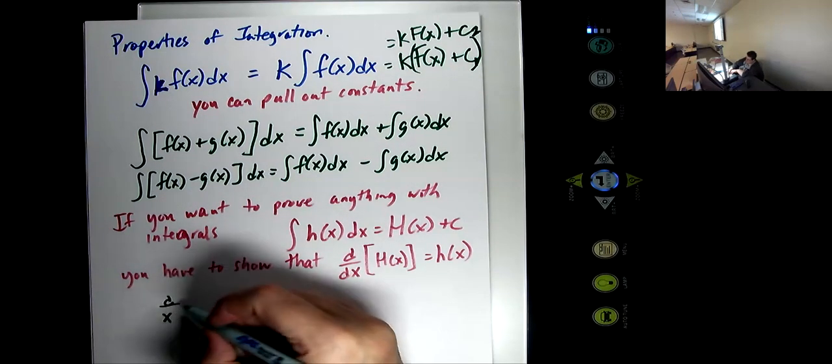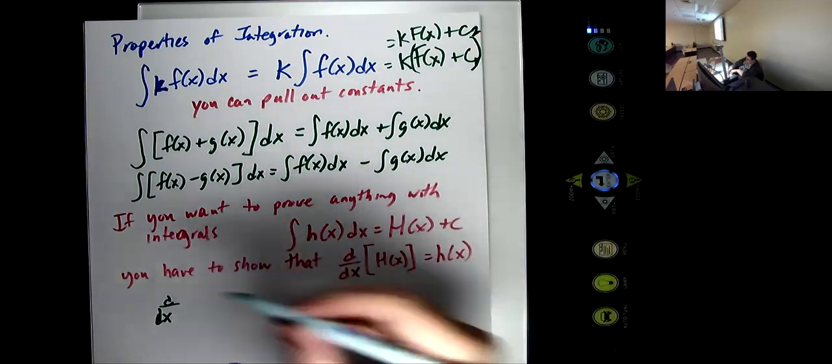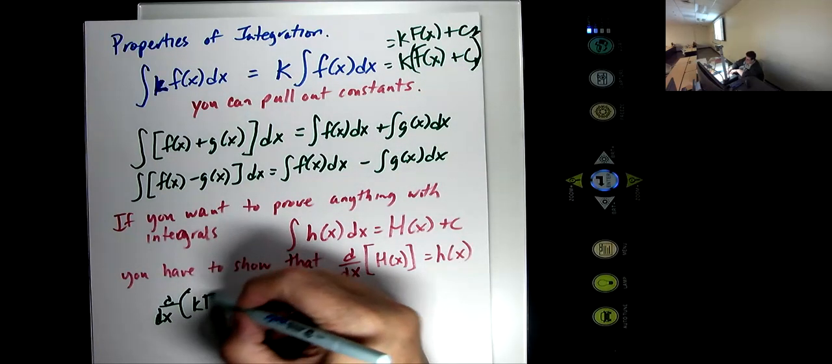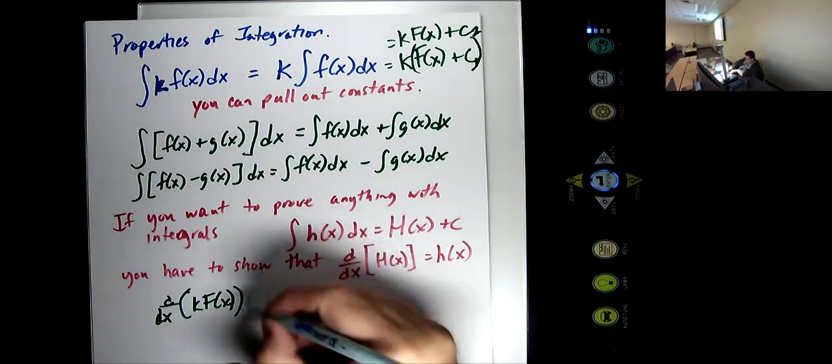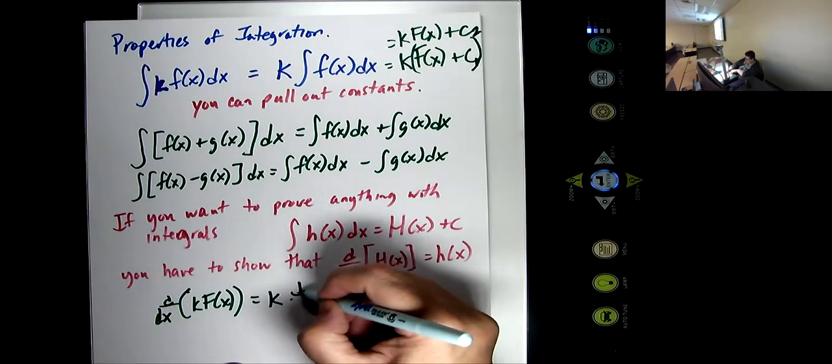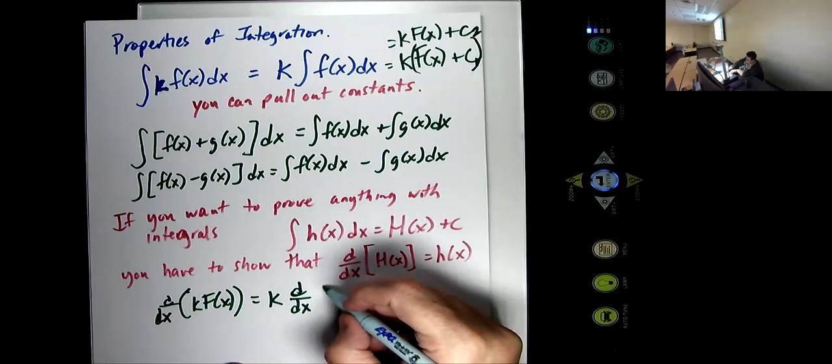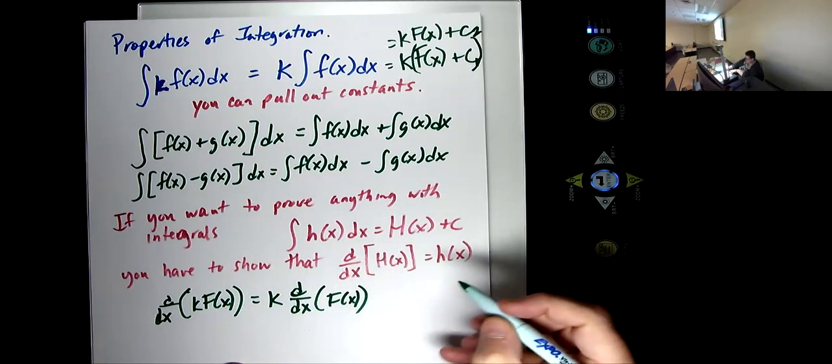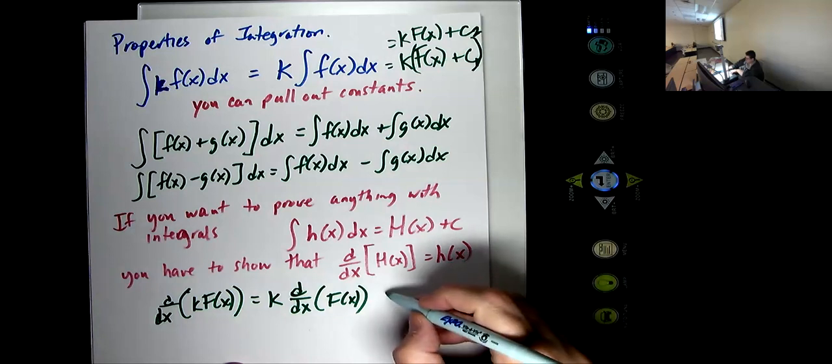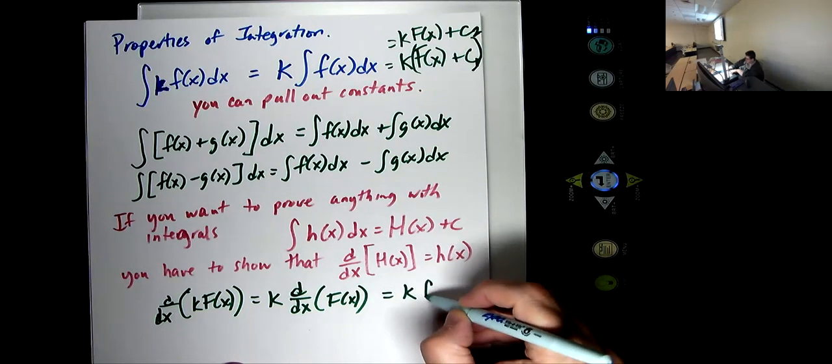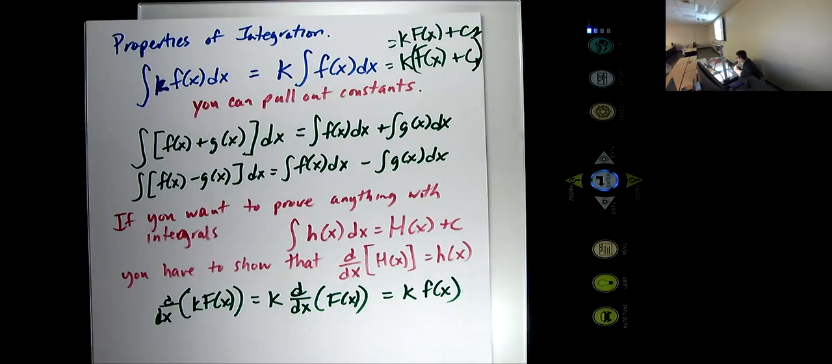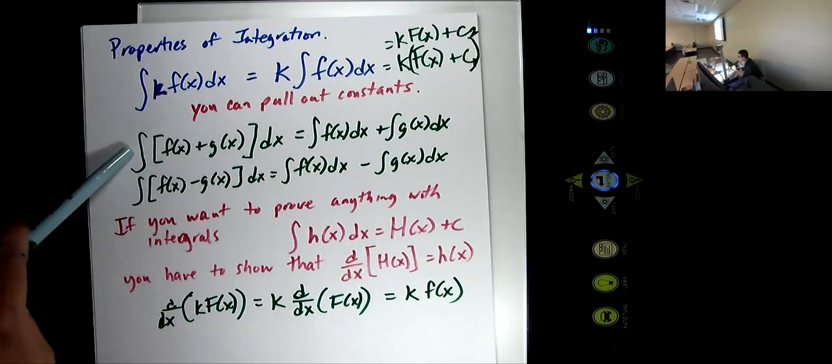So to show the first one's true, we have to say d dx of k times f of x. Well, that's the derivative of k times, and on derivatives, we can pull the k out. And that equals k times little f of x. So that showed how to do the first one. The other ones are similar.